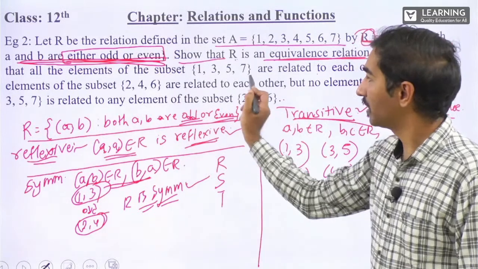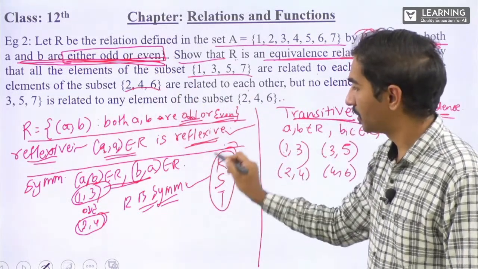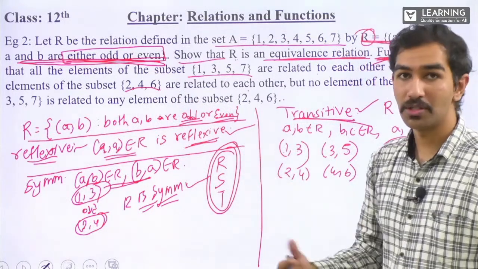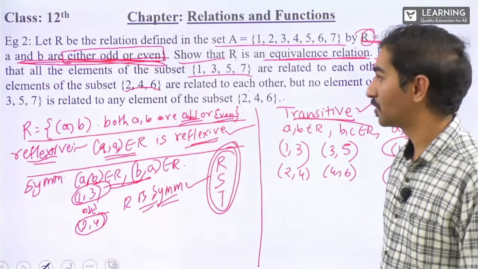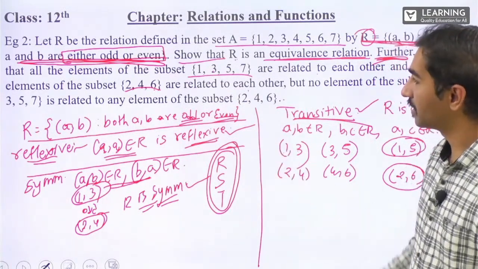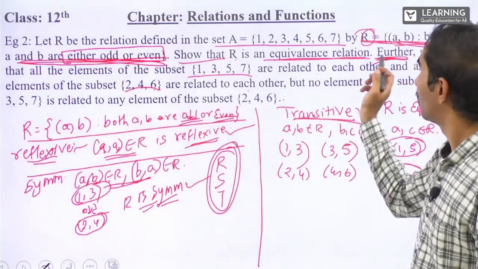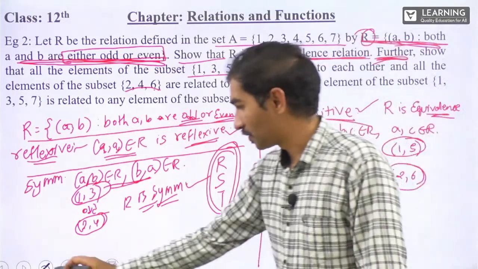We should show that {1, 3, 5, 7} is related within itself as well as {2, 4, 6} is related within itself, but we should also show that these two are not related to each other. Understood? So I think you have noted this down. I'll just clear the screen. Okay, we'll start proving the second part of the question.